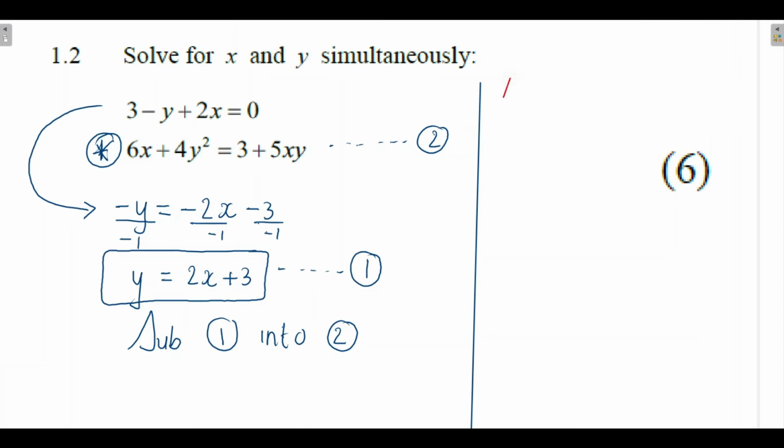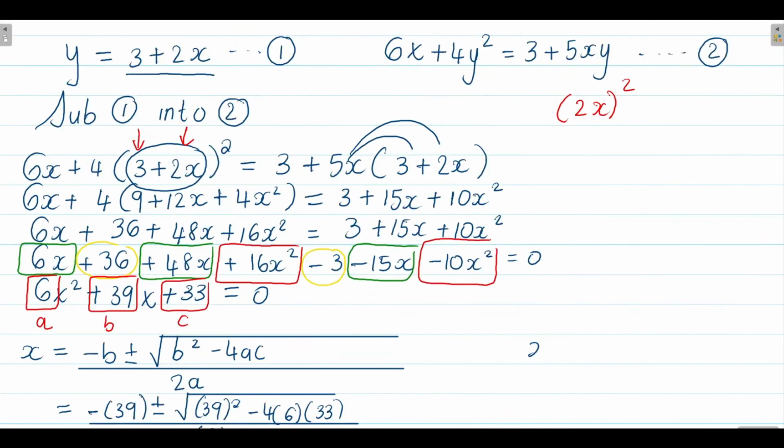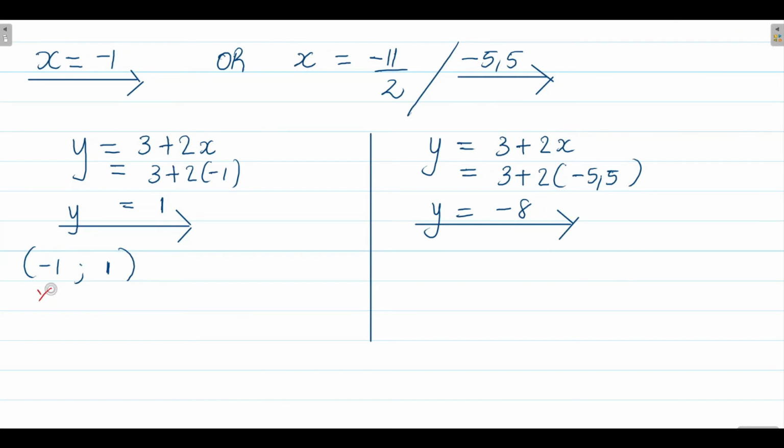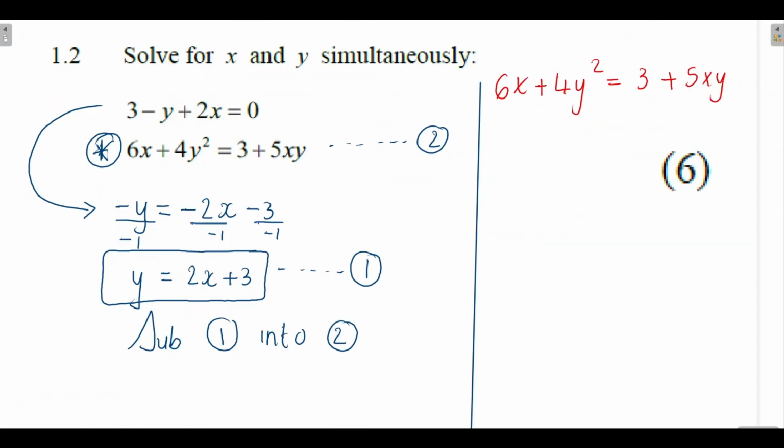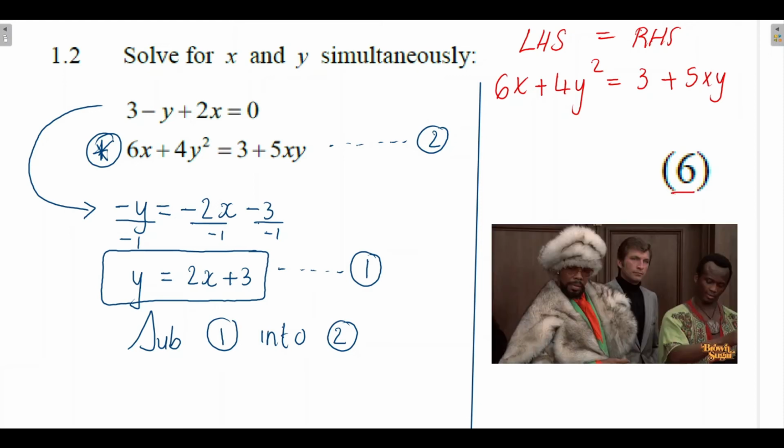So we've got 6x plus 4y squared is equal to 3 plus 5xy. The first one, remember, we said that when x is equal to negative 1, y is equal to 1. So we need to substitute this x value and this y value into this equation to check whether our left hand side is equal to our right hand side. We're checking, because this is for 6 marks, guys. We can't play with those marks.